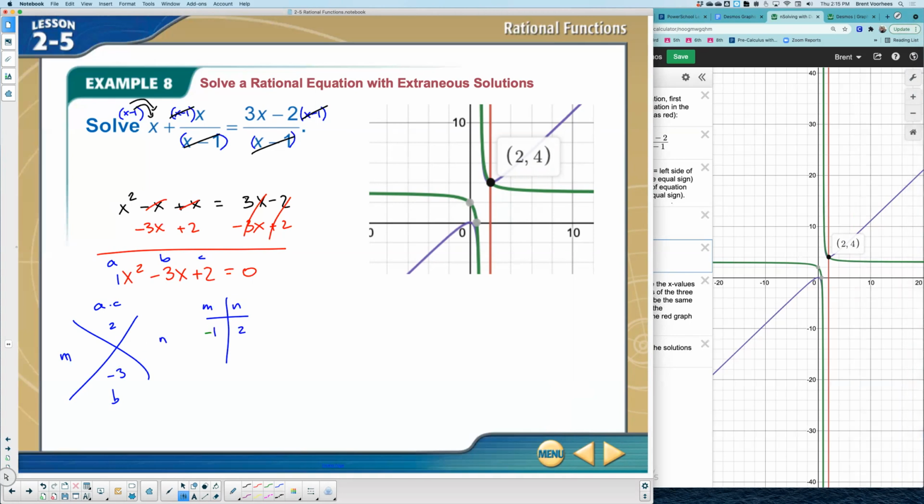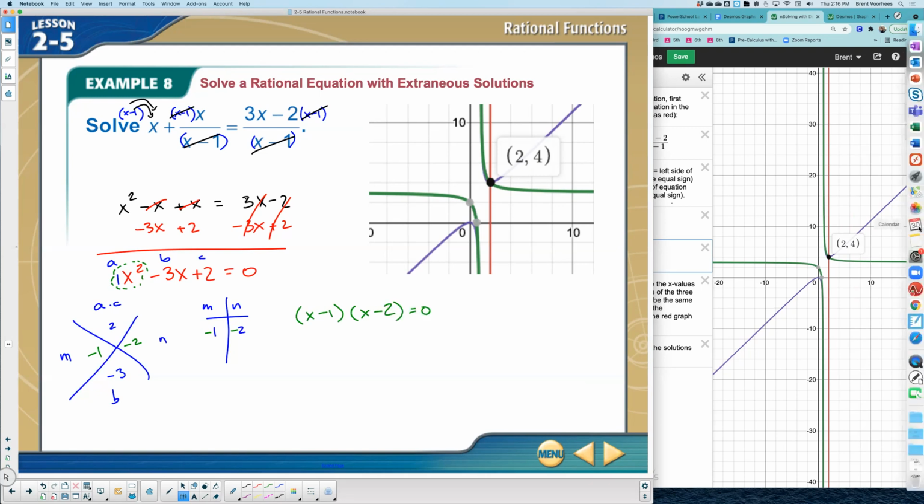And the answer is both of them need to be negative. Negative 1 times negative 2. Those would multiply to be positive 2, but combined to be negative 3. Take your a term, split the power. So it becomes x minus 1 times x minus 2 equals 0.